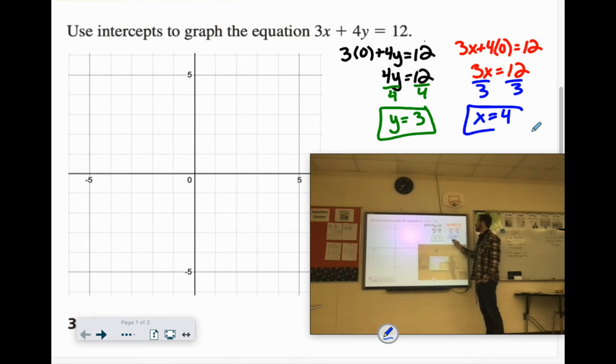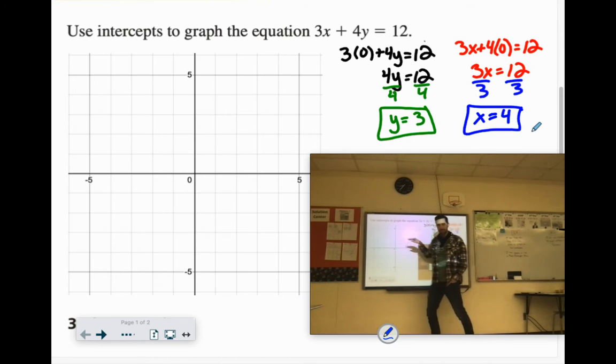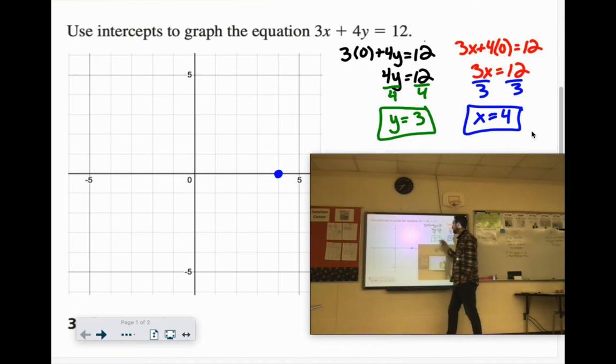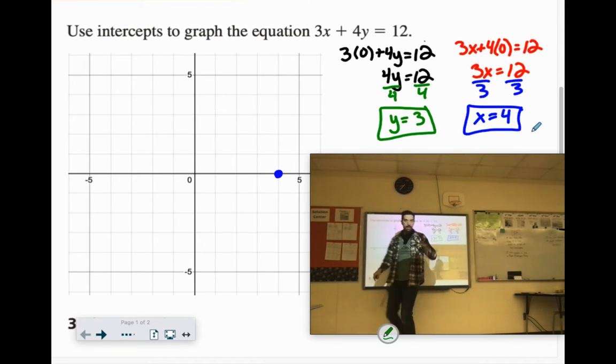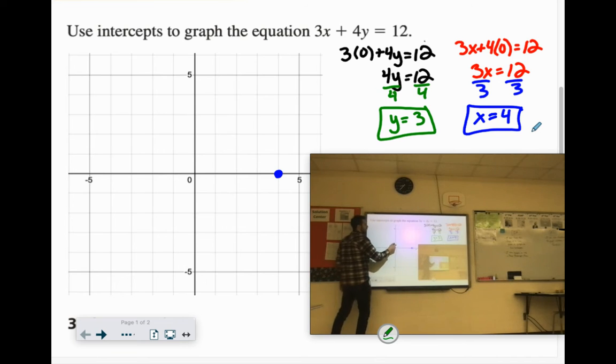Again, these are the intercepts. So it says our x is positive 4. X-axis is the flat one. Positive 4 is over here. There you go. There's your x-intercept. Your y-intercept is positive 3. The y-axis is the up and down one, and positive 3 is up here. We just have to draw a line through these dots.